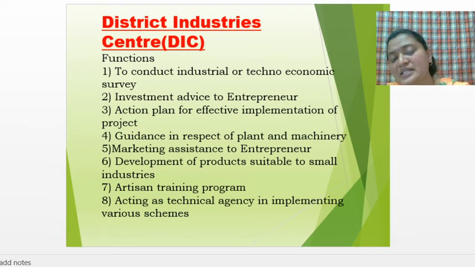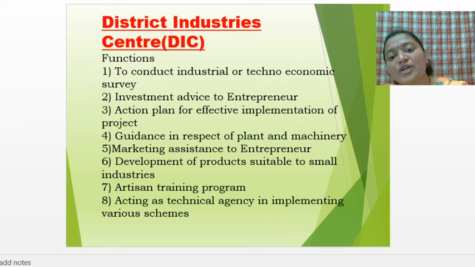Then marketing assistance to the entrepreneur. What do you mean by marketing assistance? Assistance regarding marketing also. If the company manufactures any kind of products, how can those products be sold in the market? For that proper advertisement has to be done, and sales promotional activities have to be undertaken. For that, assistance, meaning guidance or advice, has to be given regarding marketing activities based on proper advertisement or sales promotional activities.